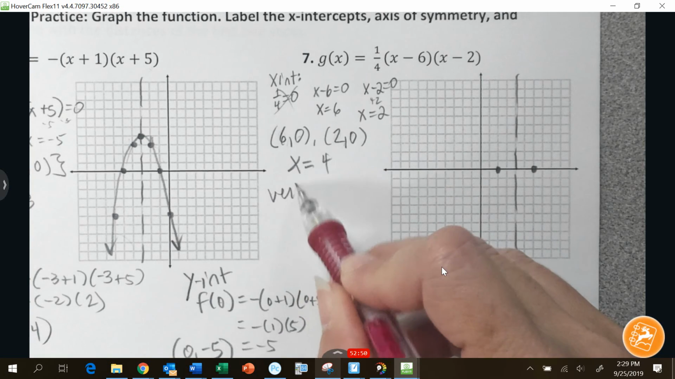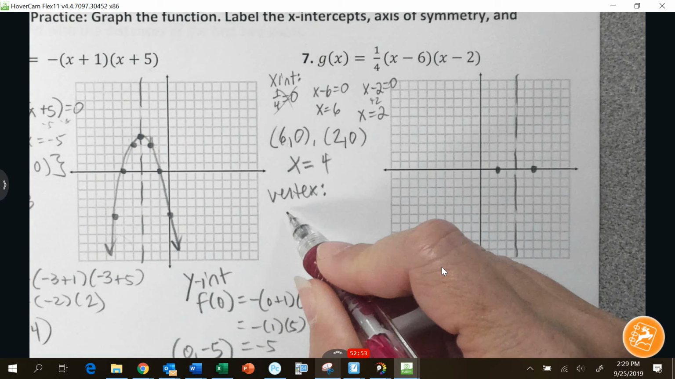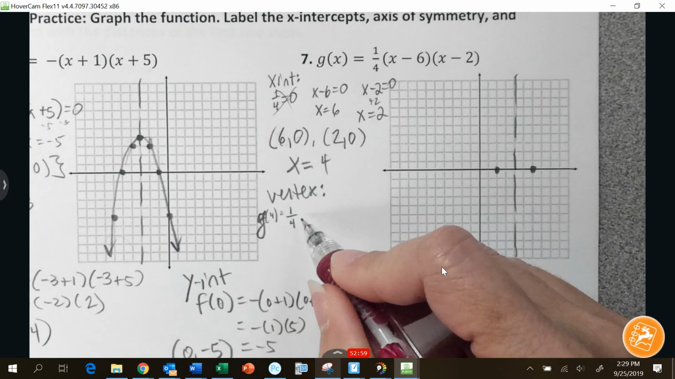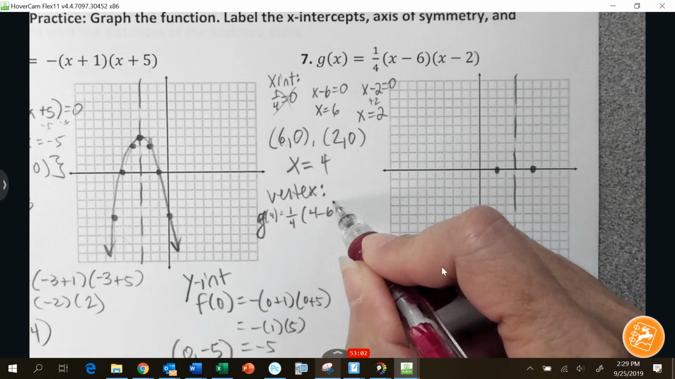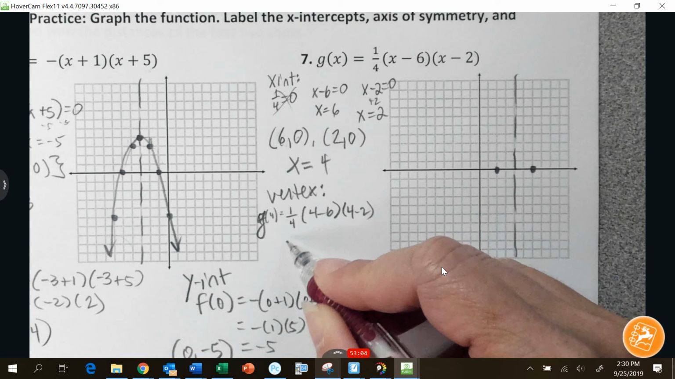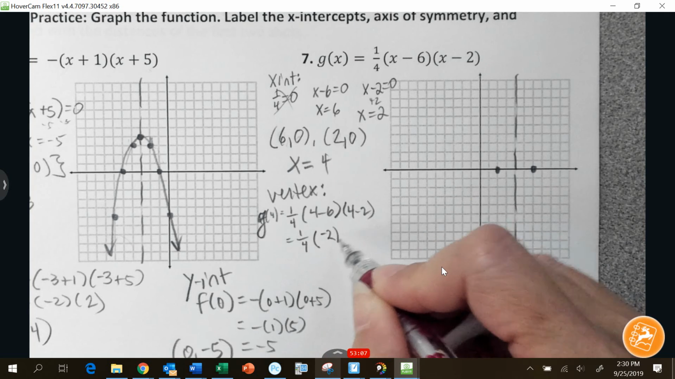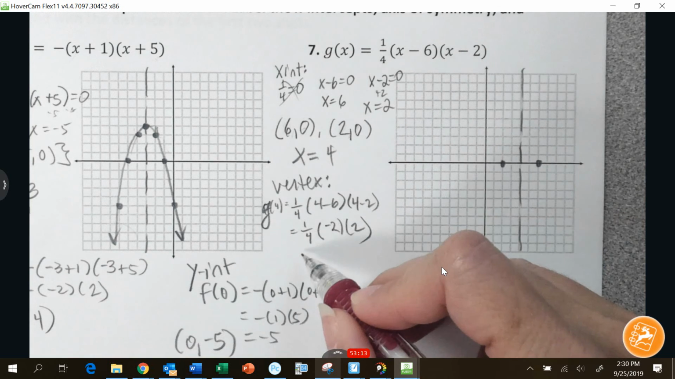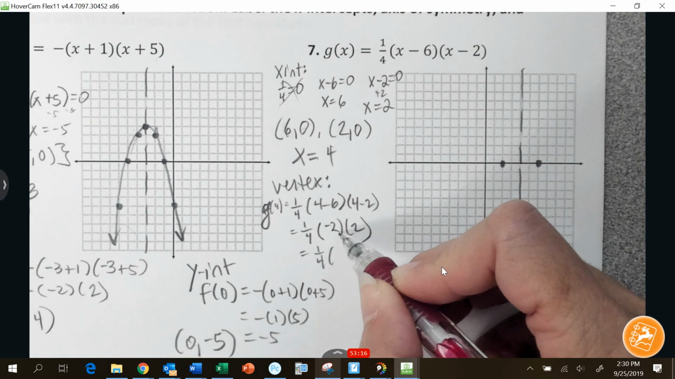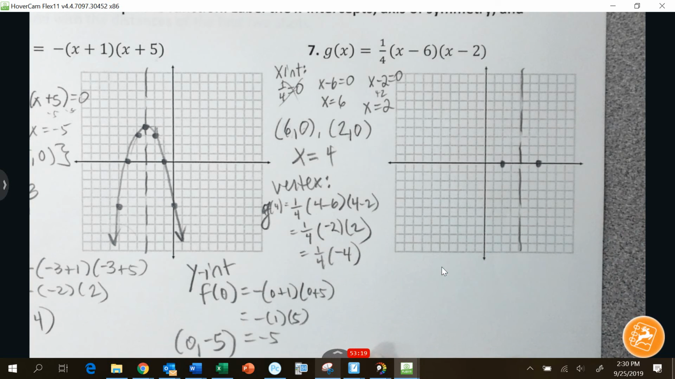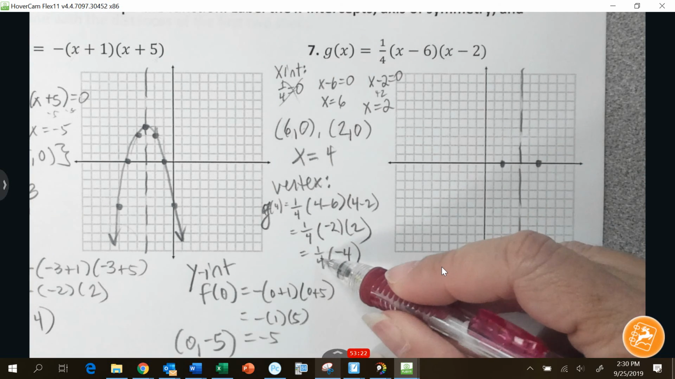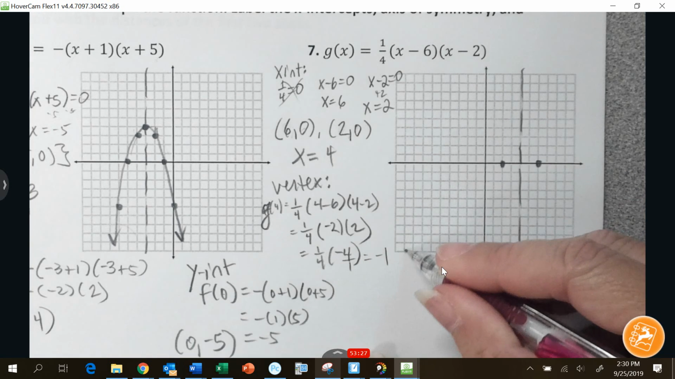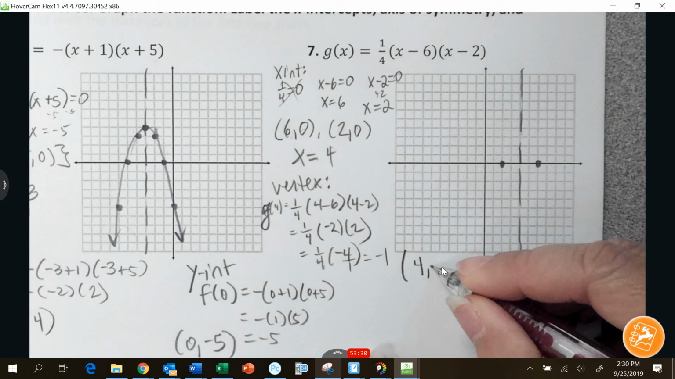Vertex. Now we're going to do 1/4. So you're going to do f of 4. Oh, g of 4. Sorry, this is g. G of 4. You're going to do 4 minus 6 and 4 minus 2. So I have 1/4 of negative 2 times 2. Now remember, when you multiply, you can multiply in any order that you want. So I'm going to do 1/4, and I'm going to multiply the 2 and negative 2 first, so I get negative 4. And what happens when I multiply together 1/4 and negative 4 over 1? I get negative 1. So my vertex is at (4, -1).